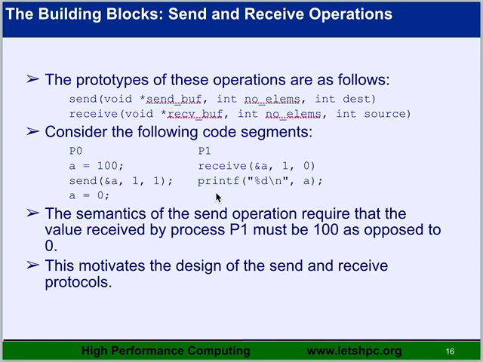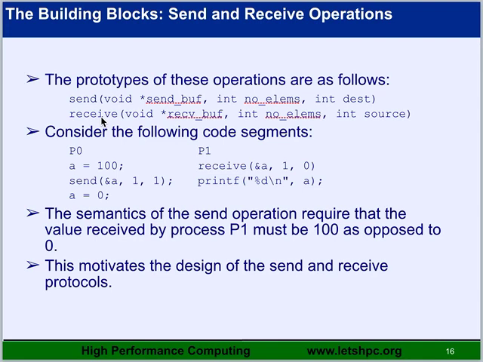So let's first look into a typical send and receive operation. We may call it the building block of the message passing paradigm. If you look into the send operation, you can see that the first argument is a send buffer. The second argument is how much you want to send, the number of elements, and the third one is the destination. Because when you are sending from the source to the destination, in the source process you are just mentioning the destination.